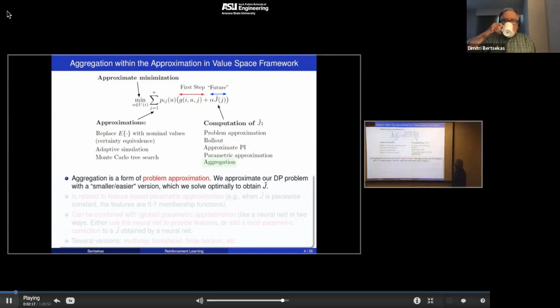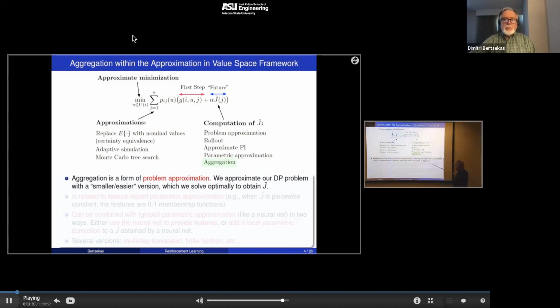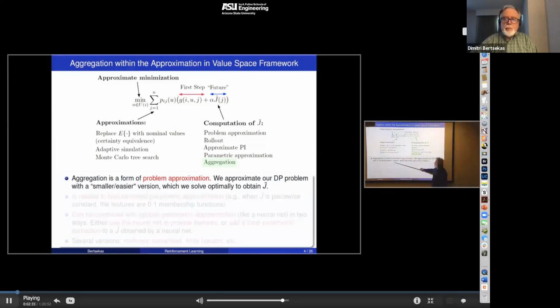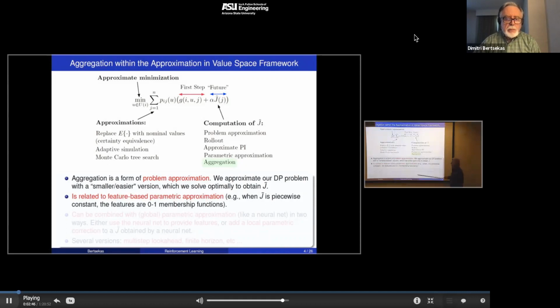How do we approximate using the aggregation method? So now aggregation is actually a form of problem approximation. It qualifies as a special case of this, if you will. Basically, we approximate our dynamic programming problem with a smaller and easier, less dimensional version. We solve it optimally, and we obtain J tilde in this way. It is also related to parametric approximation because we are going to see that it produces J tildes that can be viewed as feature-based approximations.